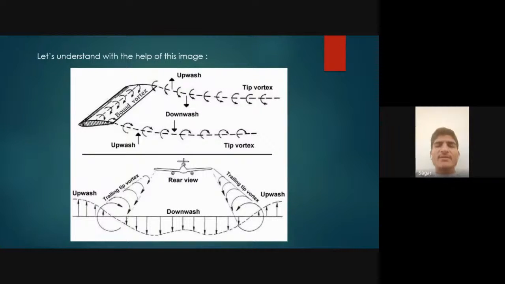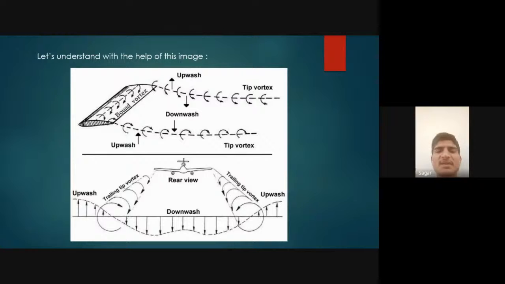So yeah, we will take the help of this image to understand the physics behind this. We can see in this image that a plane is flying. After flying, it's creating a vortex because of its high speed. You can see in the image vortices are generating in two ways: one is downwards just behind the plane, and the other one is upwards at the side of the plane.